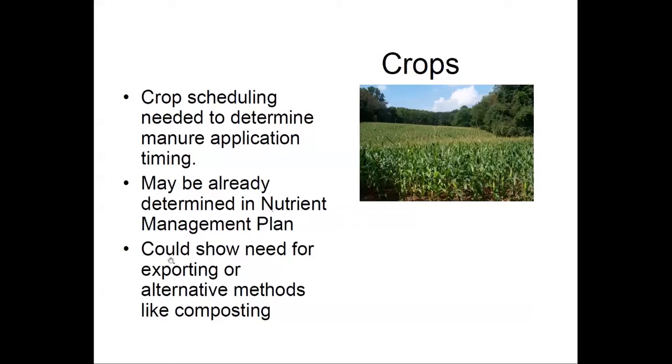Another thing is that if there's not enough corn ground or hay ground to put all the manure on, you may need to export or compost and get rid of it some other way.